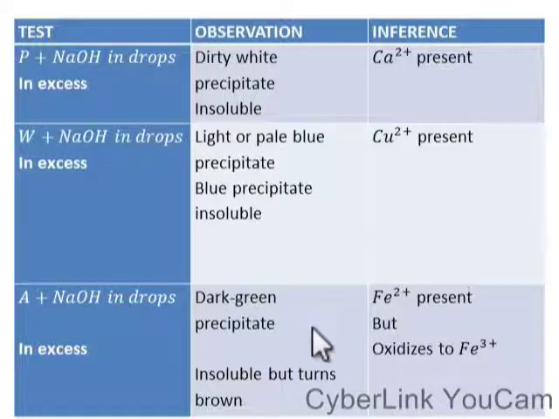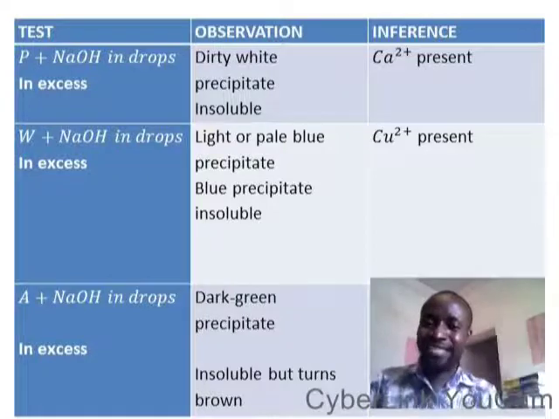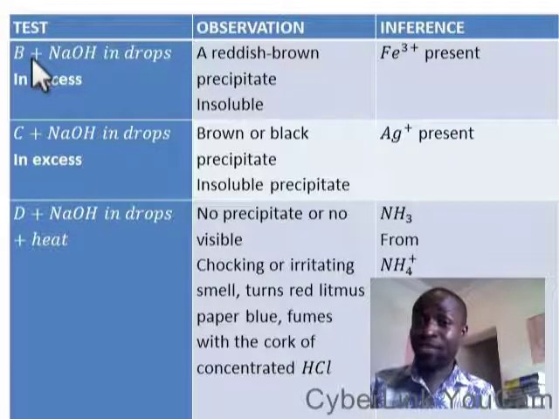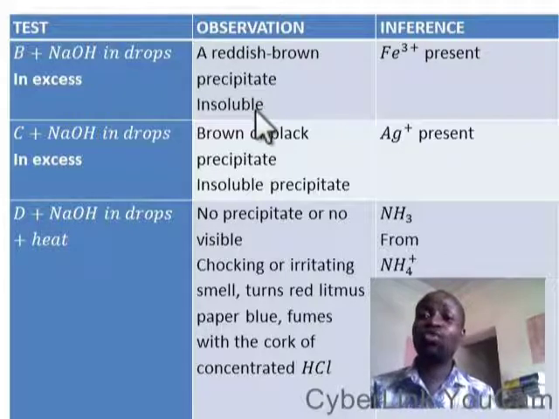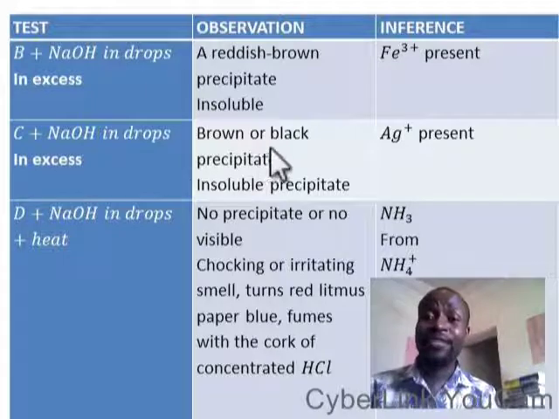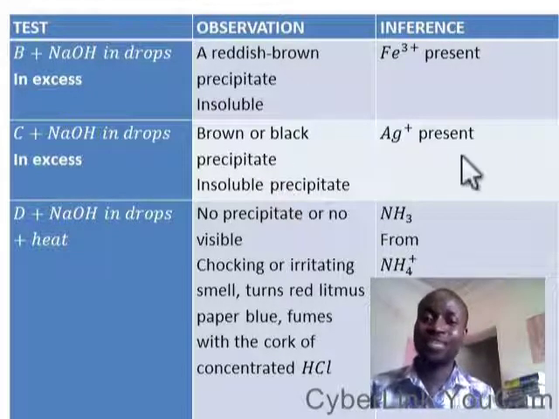If you use sodium hydroxide in drops with a sample and you have a dark green precipitate, it is iron 2. Now if you put it in excess and the precipitate turns brown, it is iron 2 that has changed, or oxidized, to iron 3. Now take another example. B is the compound we are using to represent B. If you add sodium hydroxide to any sample given to you and you have a reddish brown precipitate which is insoluble in excess, we are talking about iron 3. C plus sodium hydroxide in drops and in excess. If it is a brown or black precipitate, insoluble in excess, we are talking about silver.